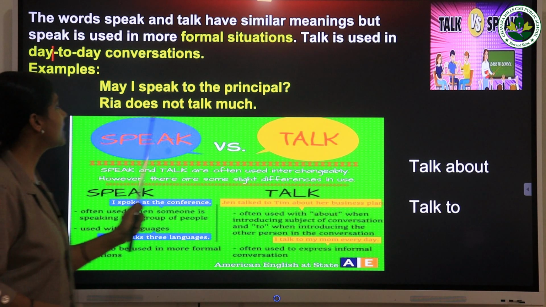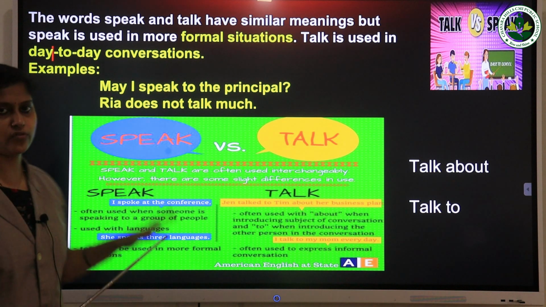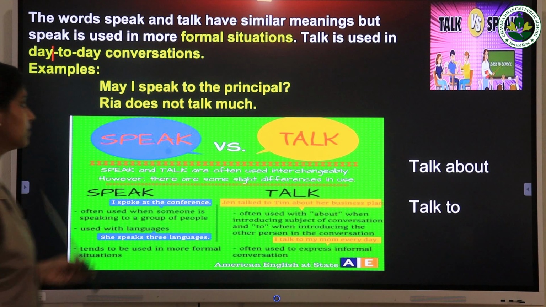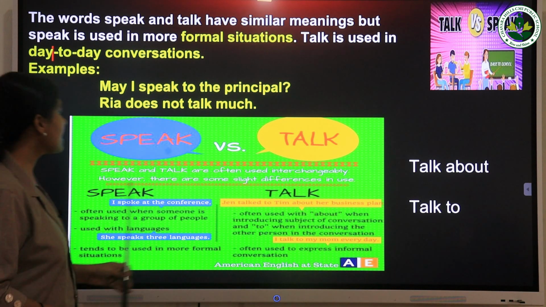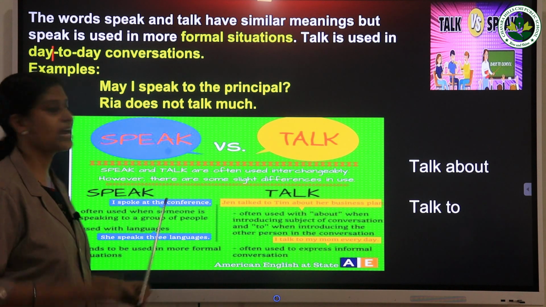Next one, Ria does not talk much. It's an example of a part of a day-to-day conversation. Yes. Now let's check more about this one. Speak and talk are often used interchangeably. However, there are some slight differences in use.